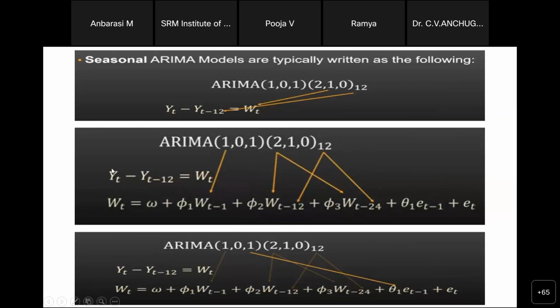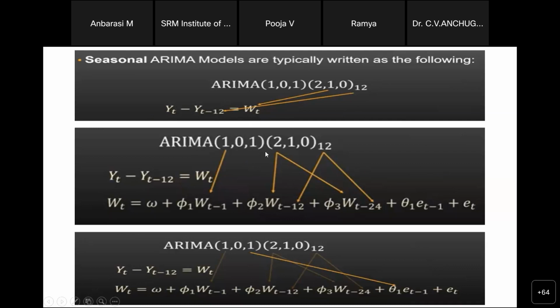As I told you, W_t will be calculated as the current value minus the value at t minus 12. 12 is used because we have only one seasonal difference, so only one previous season's value is considered. So Y_t minus the value one season back is what we calculate as W_t.